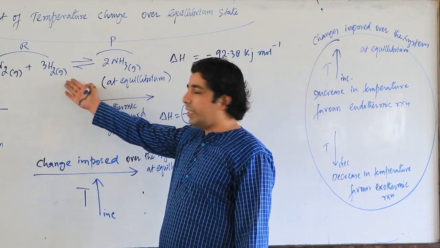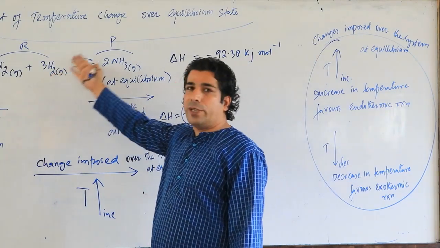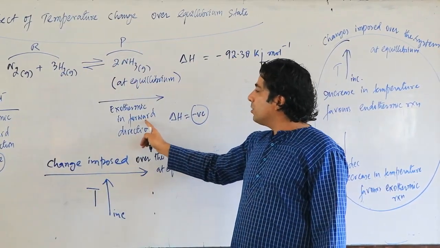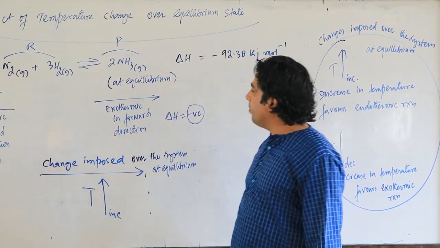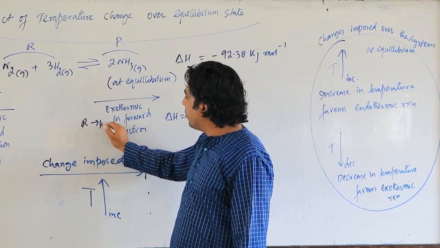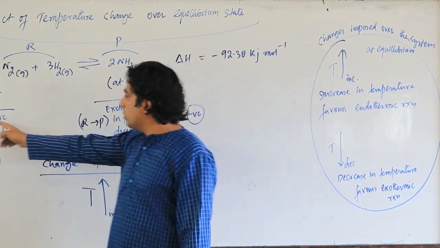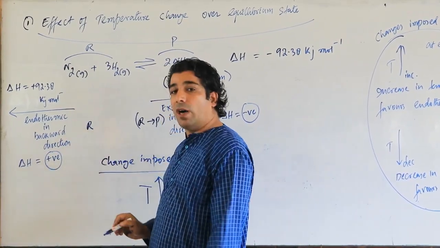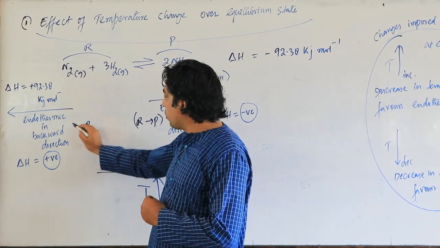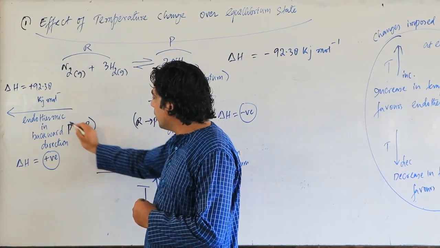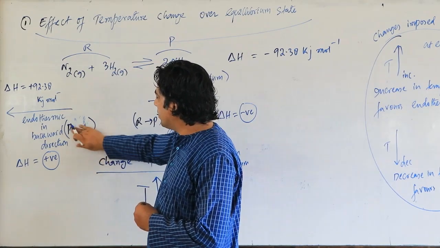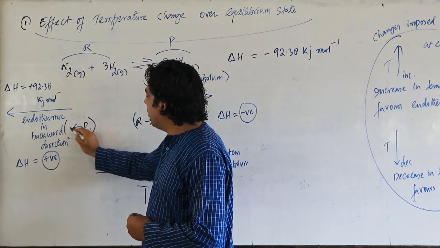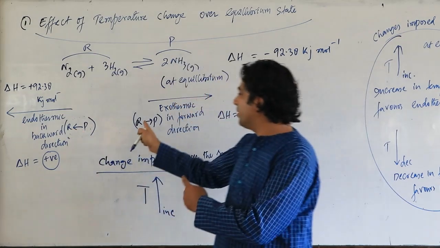If you look at this reaction, Haber's process, when reactant changes into the product, that is our exothermic reaction. So the exothermic reaction is basically the reactant changing into the product. And what is endothermic? Endothermic is the backward reaction, where the reactant is formed from the product. Yes or no? So the products change back into the reactant. So this is the backward reaction and this is the forward reaction.